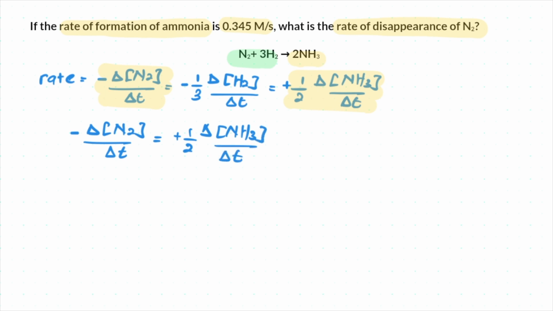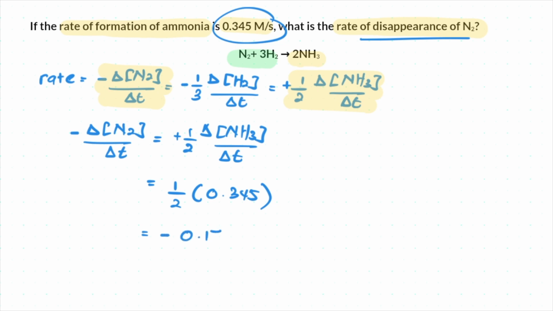So given to you that the rate of formation of ammonia is equivalent to 0.345. Therefore, 1 over 2 times 0.345. So you will get the rate of disappearance of nitrogen gas is equivalent to negative 0.1725 molar per second.